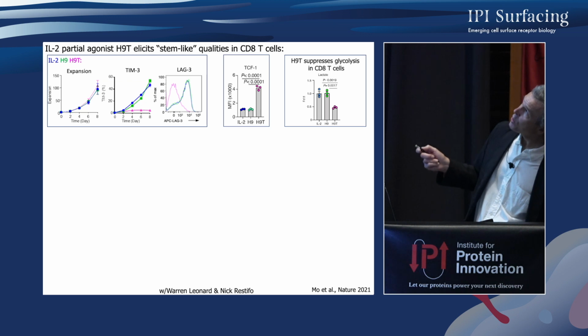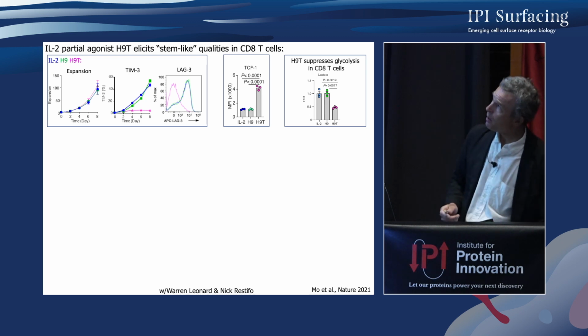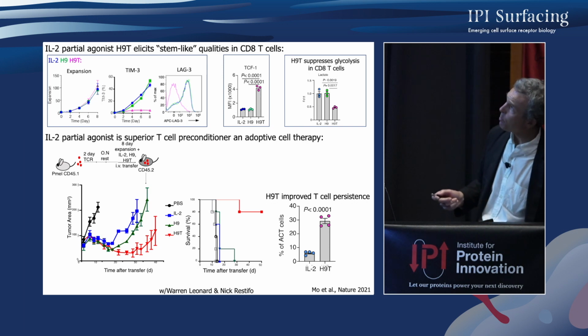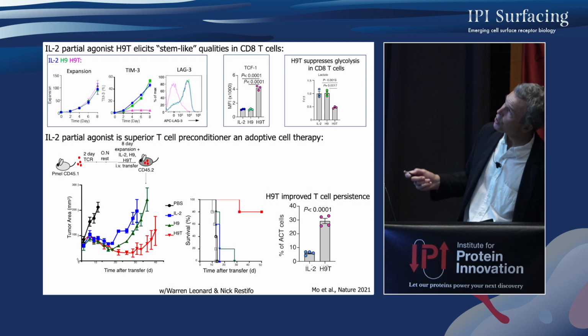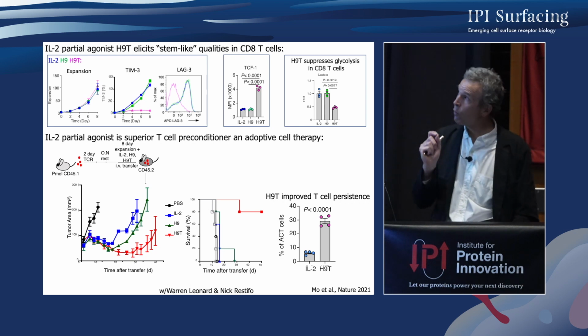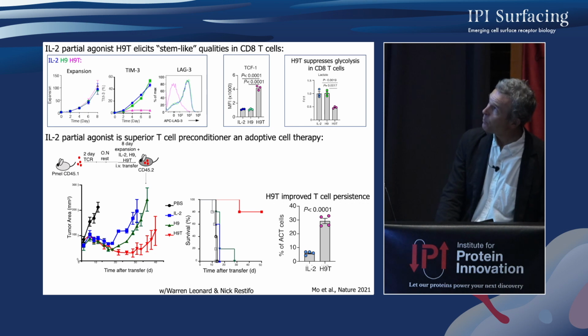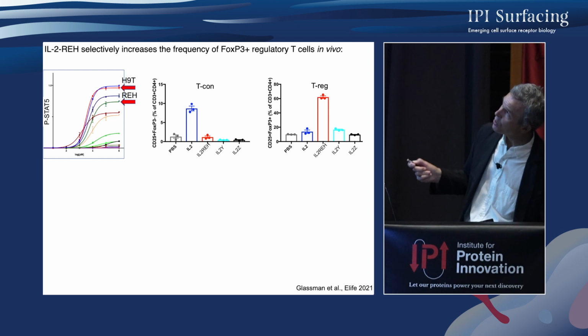And it also has much stronger stem-like properties if you look at the TCF1 and glycolysis. And in an adoptive cell therapy model that Nick Restifo has developed for a long time at NIH, when we precondition cells with H9T versus IL-2, we get much better tumor control and survival outcomes and T-cell persistence. This is what the single point mutation in one of the receptor binding sites does, a profound biological effect. Now that's H9T, which is a barely perceptible attenuation of STAT5.